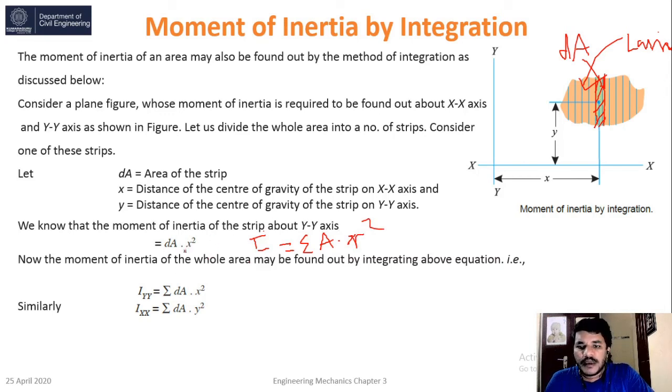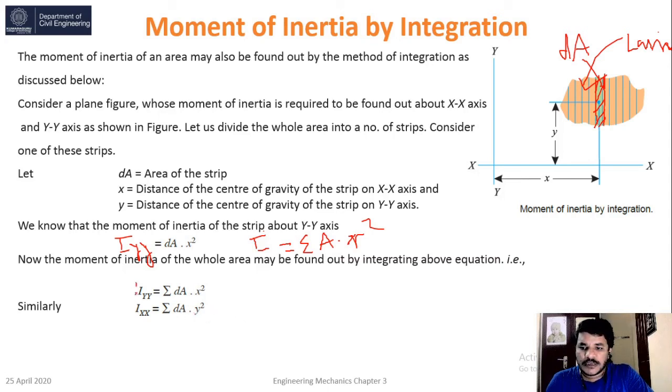Why I am putting x square: I want this strip's moment of inertia about the y-y axis. With reference to this axis, you need to take this distance, small x. So this is Iyy of the small strip. Now the moment of inertia of the whole area may be found by integrating the above equation. You will get Iyy equal to summation of dA into x square. Similarly, moment of inertia about the x axis is summation of dA into y square, substituting y with respect to the x axis.